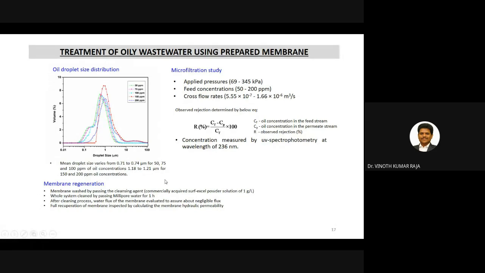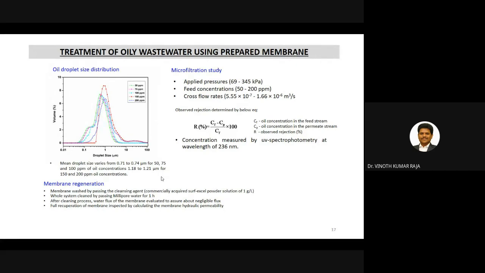So also we have decided to study three different parameters. One is the applied pressure and feed concentration. Applied pressure was ranging from 69 to 345 kilopascal, and feed concentration was ranging from 50 to 200 ppm, and the cross flow rates we have also varied. And observed rejection for this oil, we have estimated by using this expression provided here, where CF is the oil concentration in the feed stream, CP is the oil concentration in the permeate side, and R is the observed rejection.